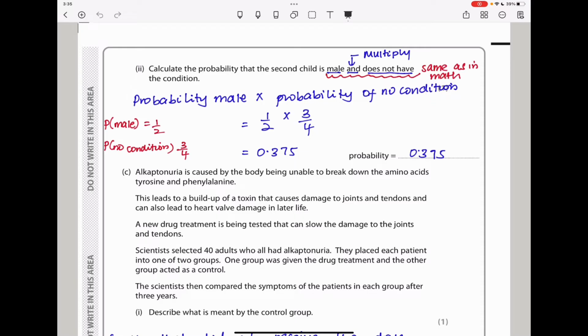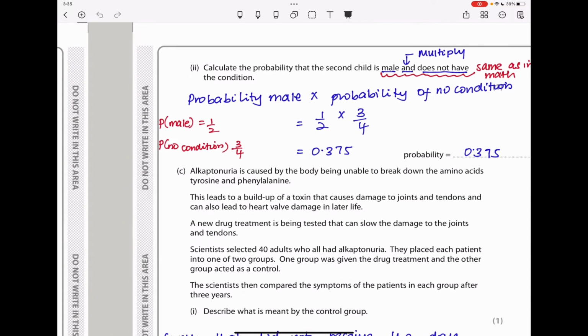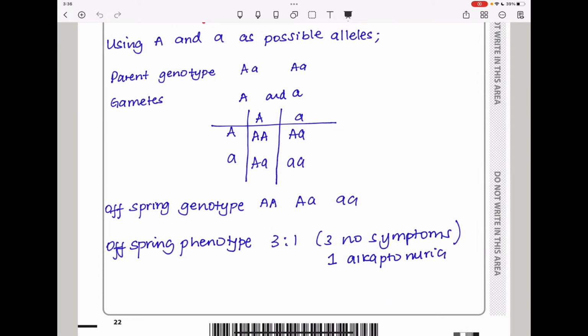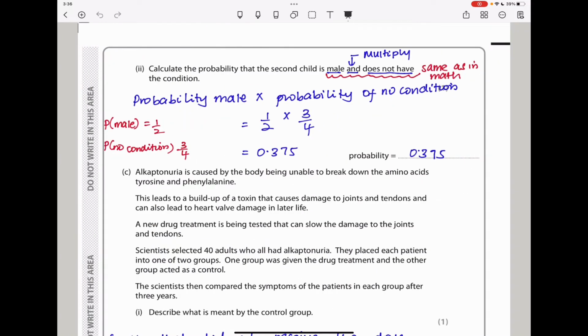The probability of not having this condition, let's go back to the answer we got previously. Remember, for these parents, 3 children will not have the condition, so 3 out of 4. It means the probability is 3/4. So let's go back here. You can see it's going to be 3/4, while that is a half. So a half times 3/4 gives you 0.375, which is the answer here.